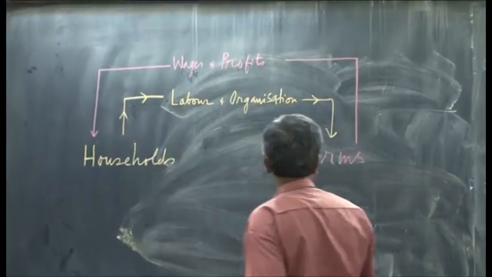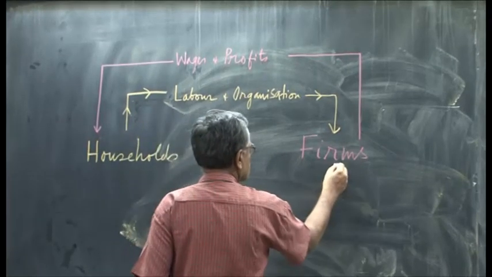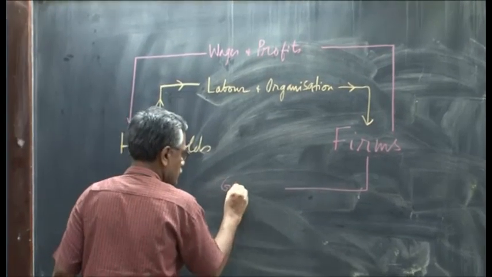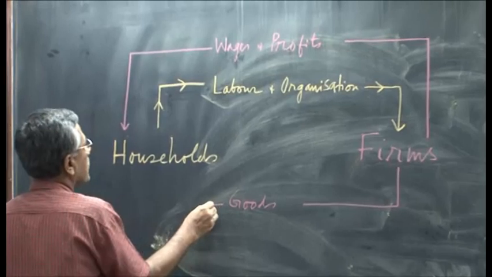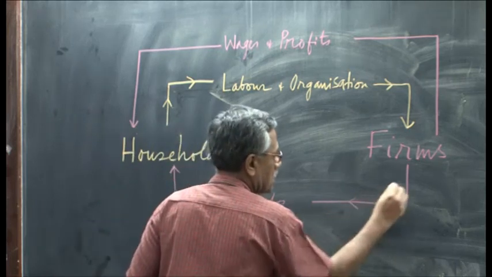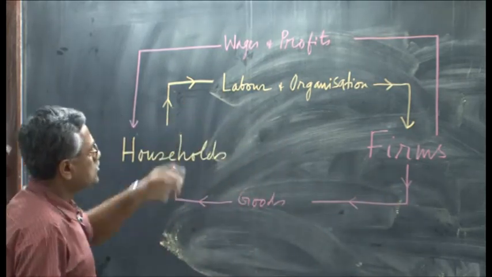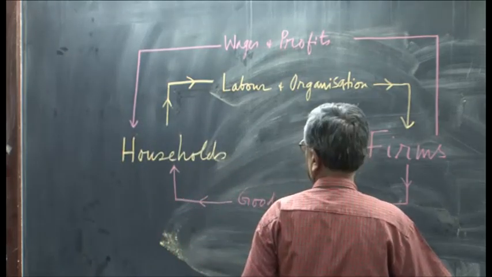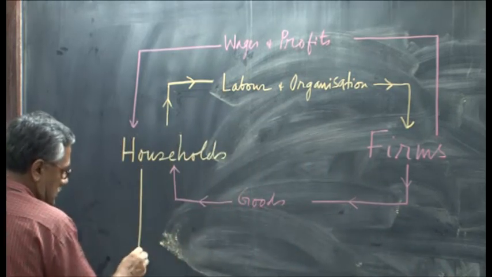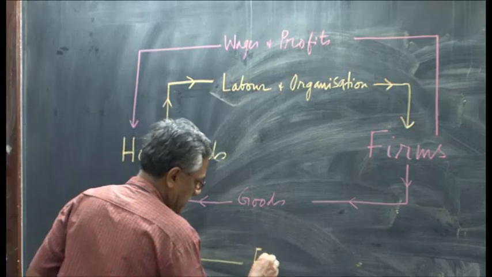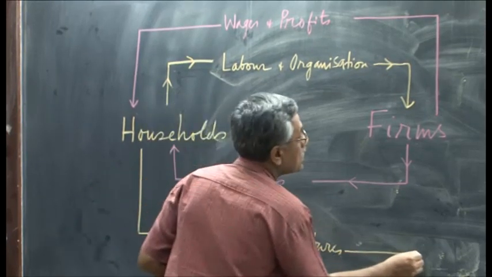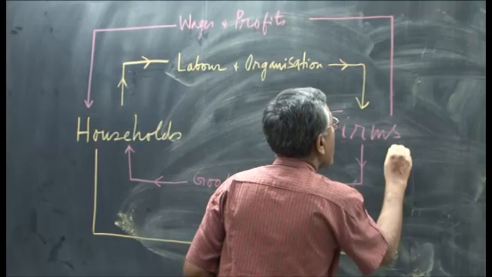On the other hand, firms also supply the goods that households require, the various goods, and households, from the wages and income that they receive, make expenditures and complete the cycle here.